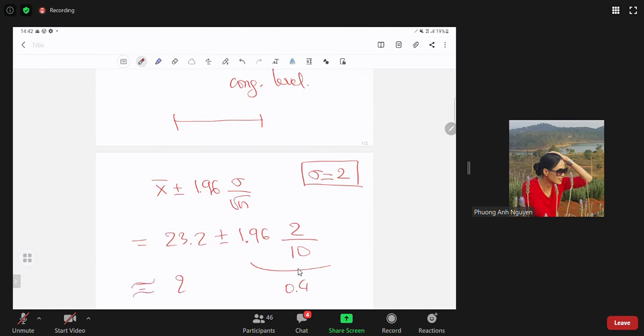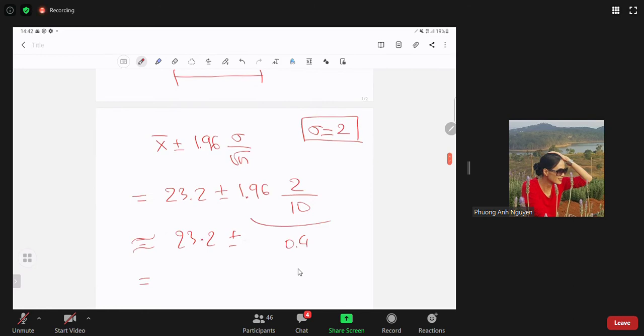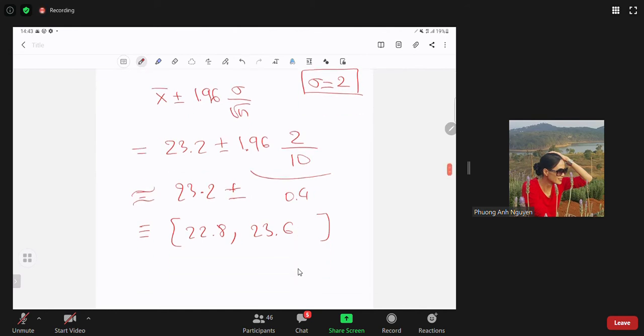I'll try to go fast. So my interval is, minus 0.4, 22.8, and I take the plus, I get 23.6. Is that right? Okay, I try to go fast.